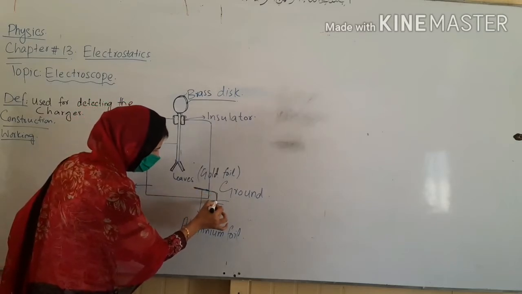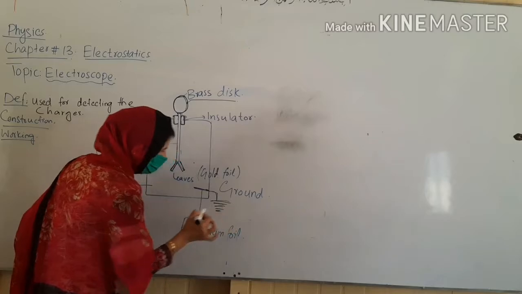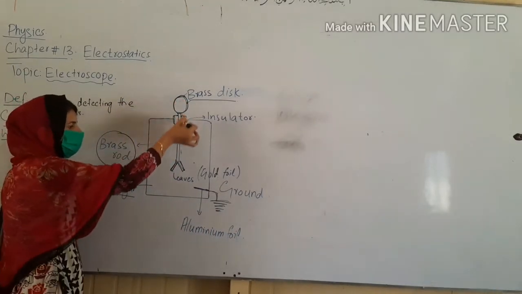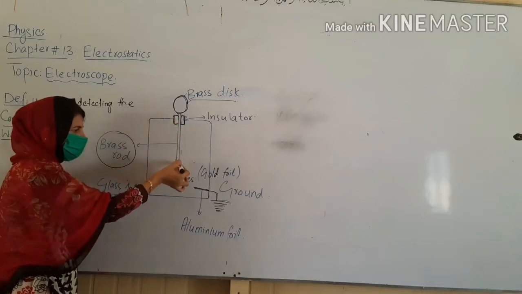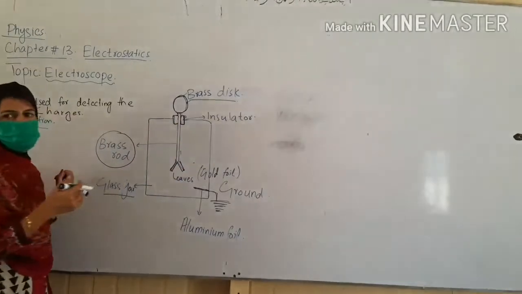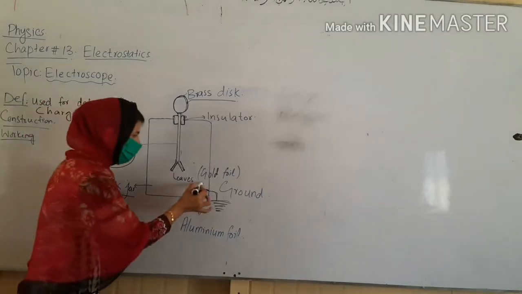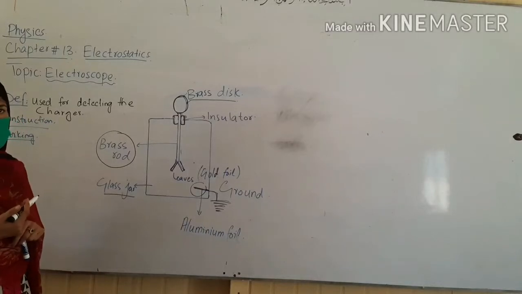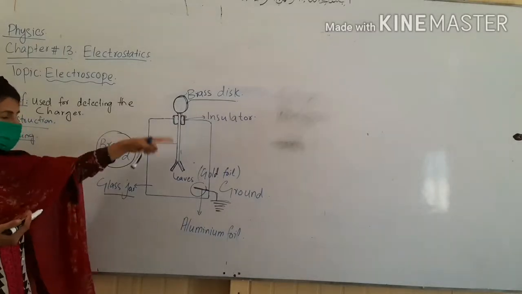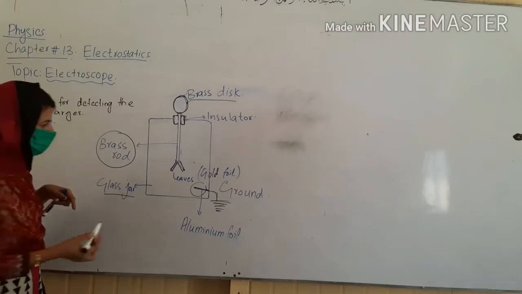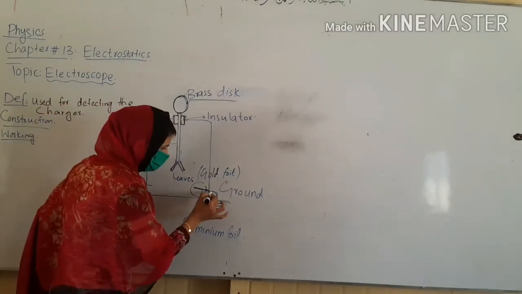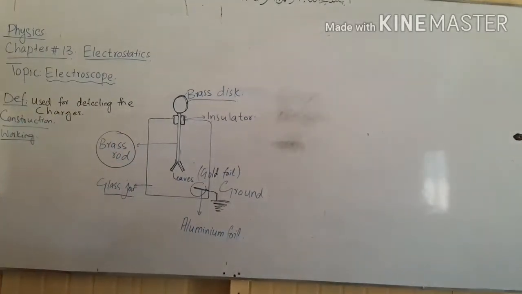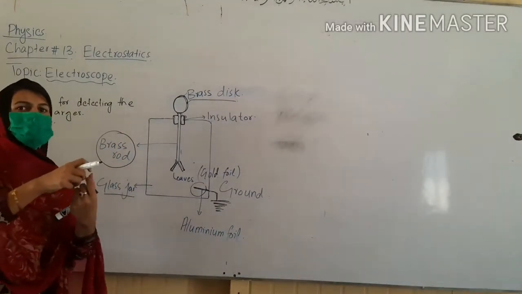The aluminium foil is connected with the ground. Now what is the ground and what is the aluminium foil? The aluminium foil is basically used whenever there is an excess of charges moving towards this rod and then the leaves. These charges are absorbed by the aluminium foil. Is it clear? If there is an excess of charges and you want to remove these charges from the whole electroscope, the aluminium foil is connected with the ground. Ground means earth, so that the excess charges are removed from there.